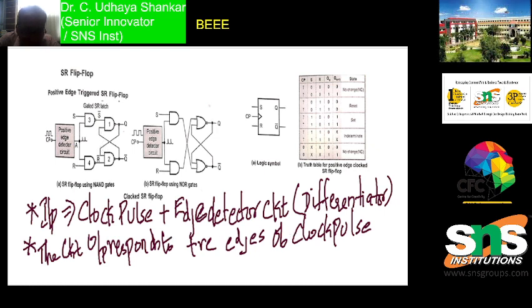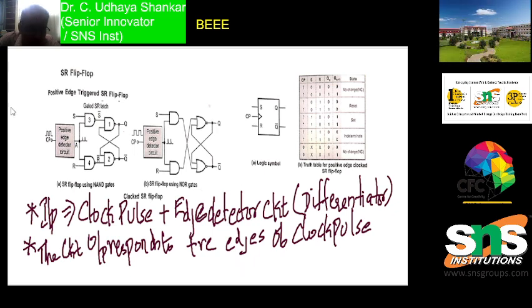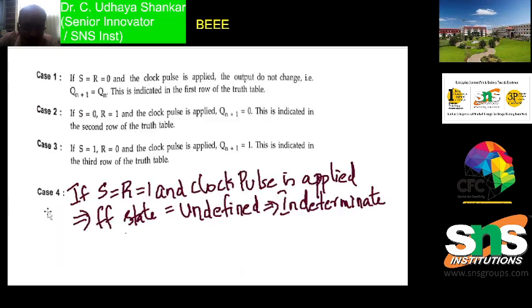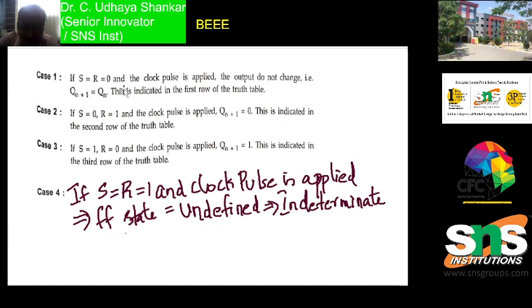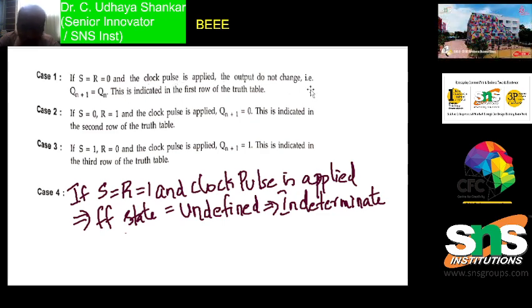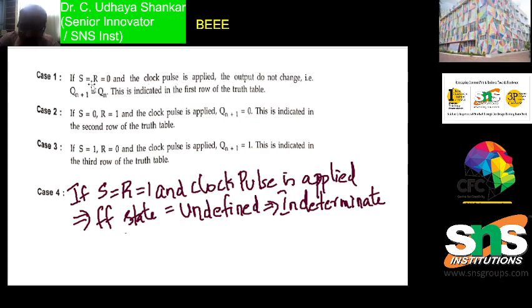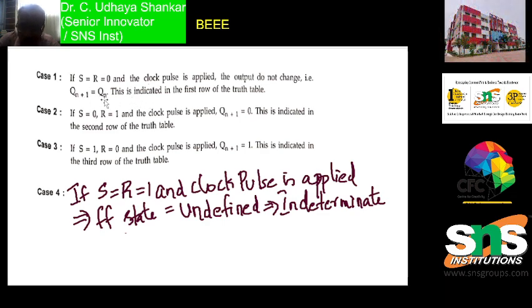Here the input is the clock pulse, and the edge detect circuit is nothing but a differentiator. The circuit output responds to positive edges of the clock pulse alone. Here is the explanation for this. Four different cases are there. For case 1, if S equal to R equal to 0 and the clock pulse is applied, the output does not change, that is Qn plus 1 will be Qn, where Qn plus 1 is the next state and Qn is the previous state. This is indicated in the first row of the truth table.